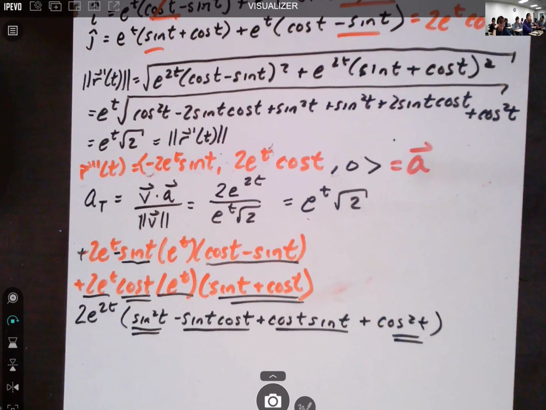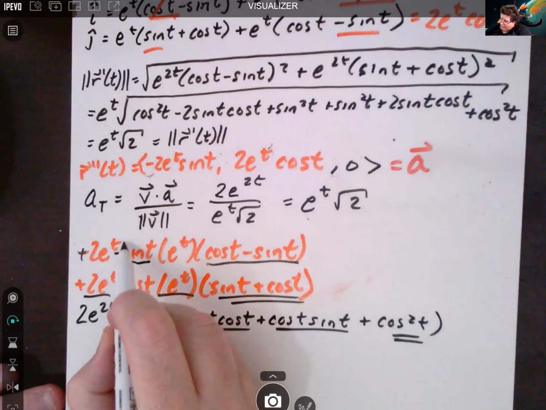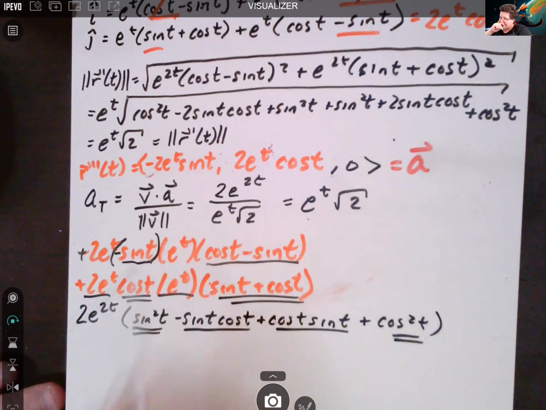Oh, that's because 2 over root 2 simplifies. And yeah, I never talked about it. You multiply both top and bottom by root 2, you get the root on top. And I'm going to put that in parentheses right there and make it clear that it's not subtracted.